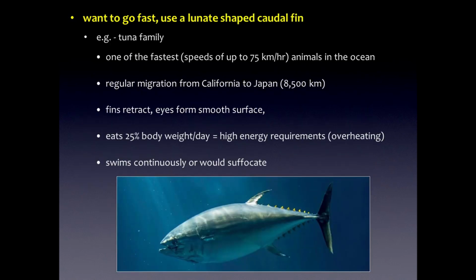As I said in the previous slide, that lunate-shaped caudal fin is excellent if you are a fish and you want to go fast. We see it in fish species such as the tuna family. These are one of the fastest animals in the ocean. They can travel up to speeds of about 75 kilometers an hour. They migrate yearly from California to Japan, so they're able to travel a distance of almost 9,000 kilometers.